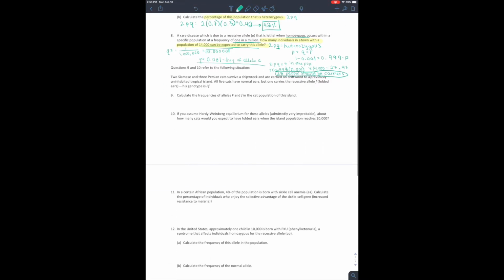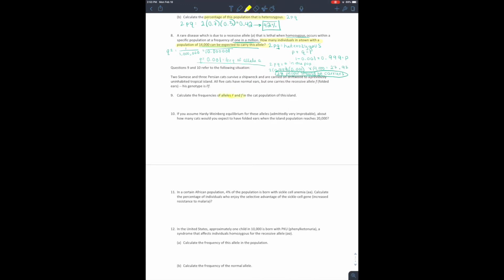Okay, so now let's go to questions 9 and 10. They refer to the same situation. 2 Siamese and 3 Persian cats survive a shipwreck and are carried on driftwood to a previously uninhabited tropical island. All 5 cats have normal ears, but one carries the recessive allele for folded ears. His genotype is big F, little f. Calculate the frequency of alleles, big F and little f, in the population.